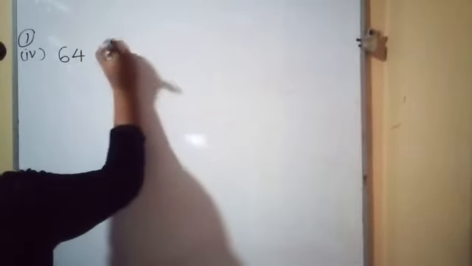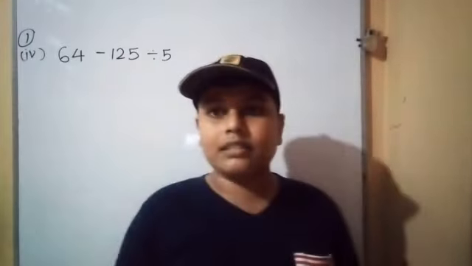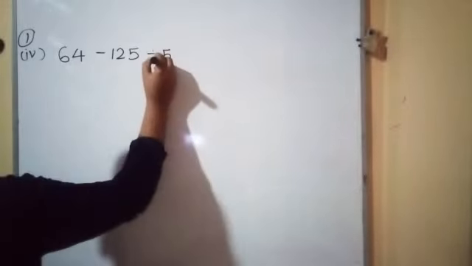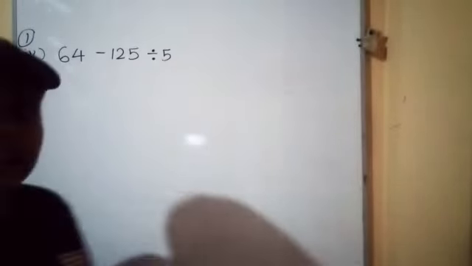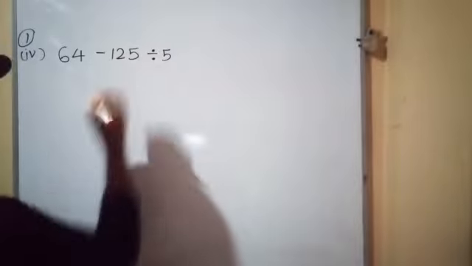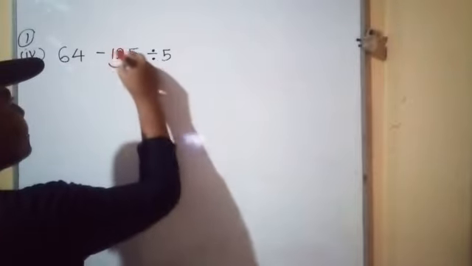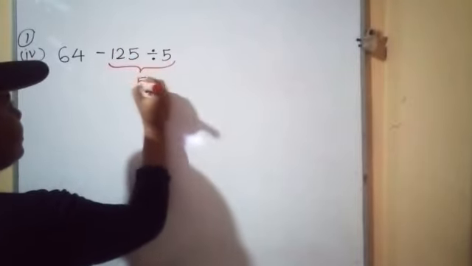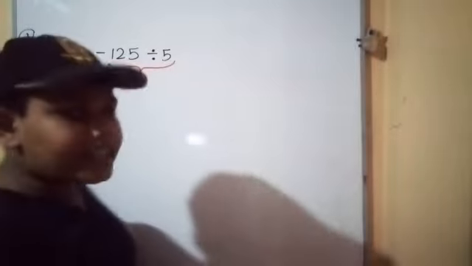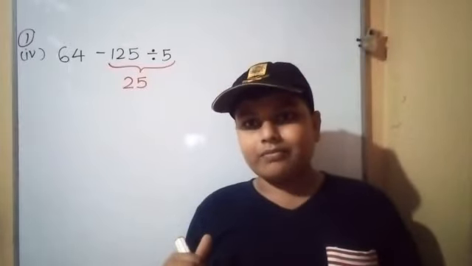This is an operation on whole numbers. So calculate now 64 subtract 125 divide 5. You know BODMAS: Brackets, Order, Division, Multiplication, Addition, Subtraction. This is BODMAS. So keep it in mind. So firstly we have division. 125 divided by 5 means 25.